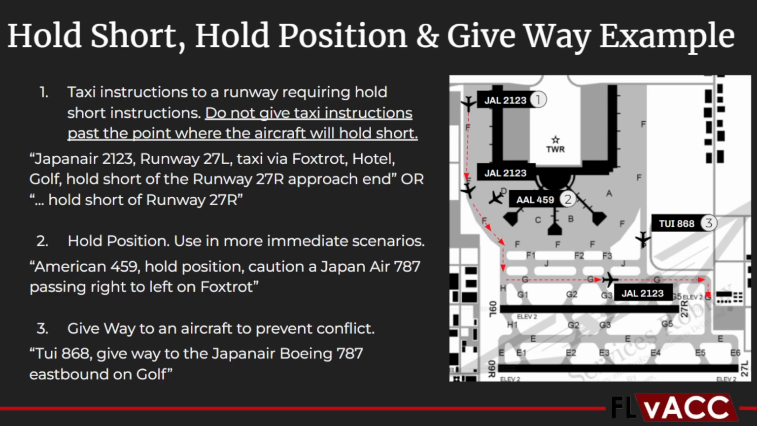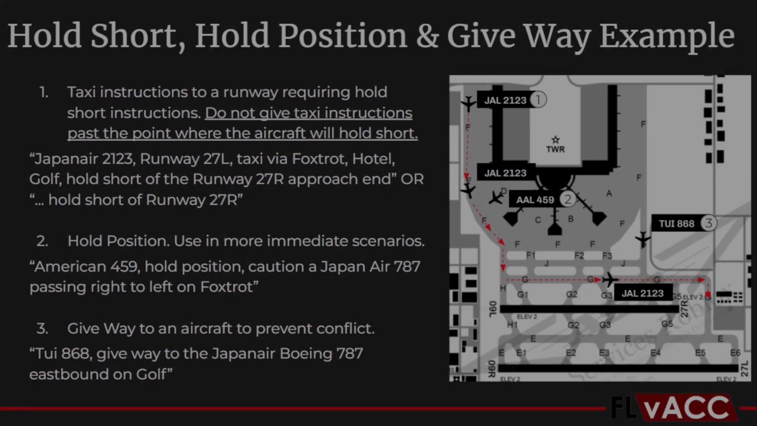Give way could have also been used, so let's look at that with TUI 868. Since Japan Air 212 Tree is going straight while TUI 868 is turning onto Golf, Japan Air has the right of way. The controller would say, TUI 868, give way to the Japan Air Boeing 787 eastbound on Golf.